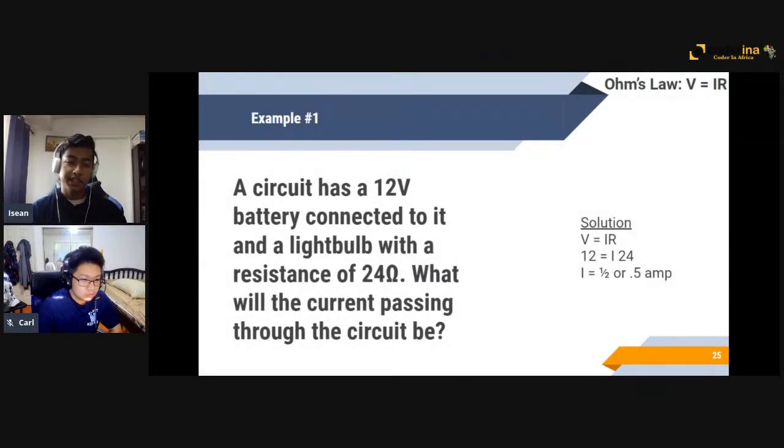Okay, now for some basic Ohm's law problems. Again, there won't be any hard math. It's all super basic. We have the Ohm's law in the top right rewritten, but it's the same equation that we saw in the last slide.